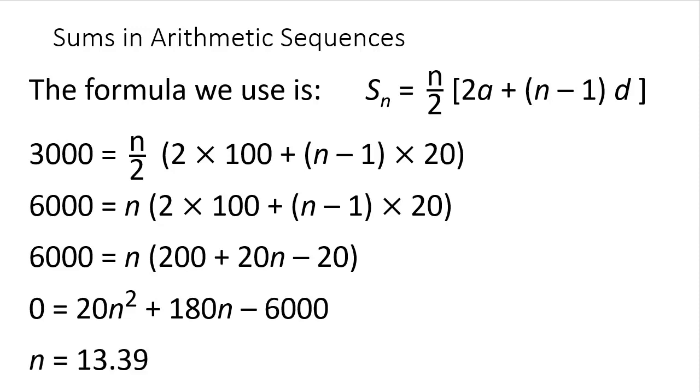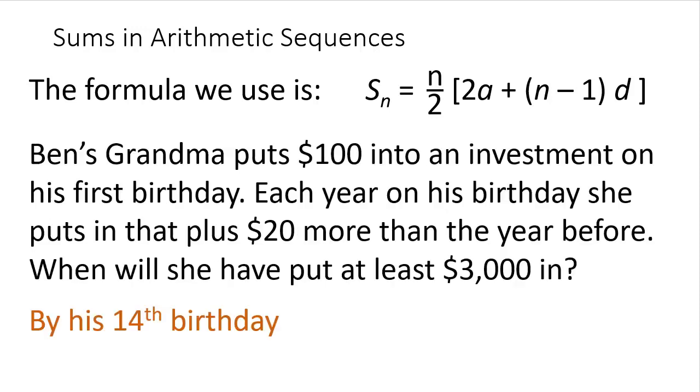Note this is a quadratic at this point, so if you're solving it as a quadratic, you're going to get two answers and you have to exclude the negative one. If you're using solver on your calculator, or you're doing it by guess and check, then you just aim for the positive one, so there's no problem. So we then put that answer into words. 13.39 would mean on his 14th birthday, because you don't have a 13.39th birthday.